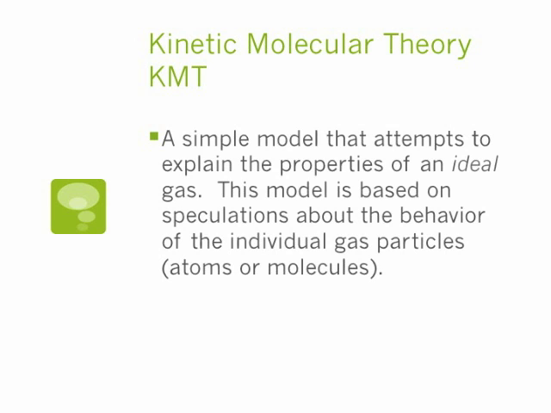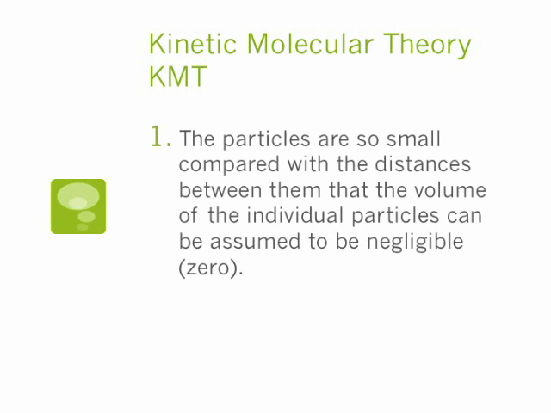KMT attempts to explain the properties of an ideal gas, a gas that is behaving the way that we expect it to. This model is based on observed behavior of particles and a bit of speculation. The first assumption of KMT is that the particles are so small compared with the distances between them that the volume of the individual particles can be assumed to be negligible. In other words, for a gas to be ideal, the particles must have plenty of room to move around, and they must not be so close together that the gas molecules themselves have relative volume.